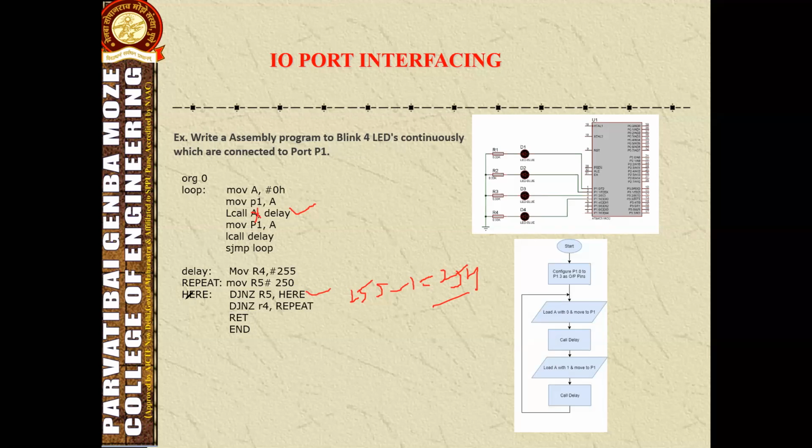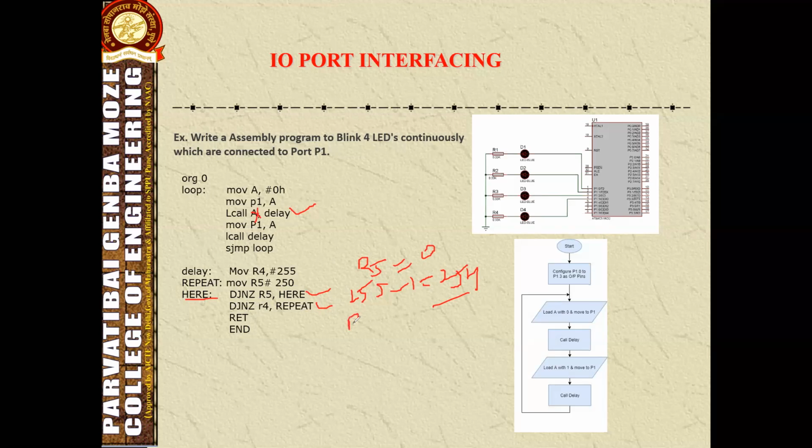Where is here? Here it is. It will perform the same operation until R5 becomes 0. So now R5 has become 0. Then what will come here now? This instruction will be executed and it jumps to the next instruction. What is there in the next instruction? The same operation will be performed in this instruction.